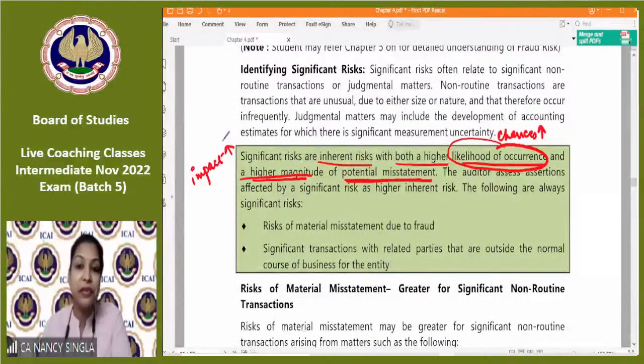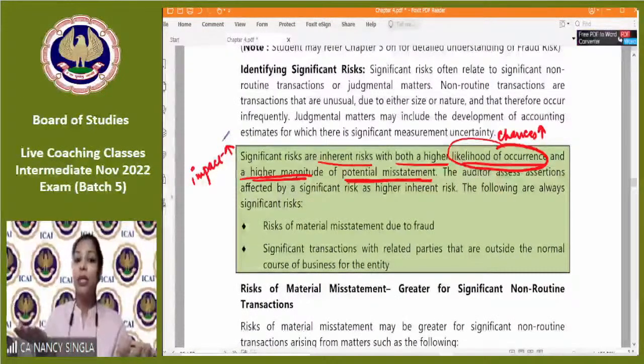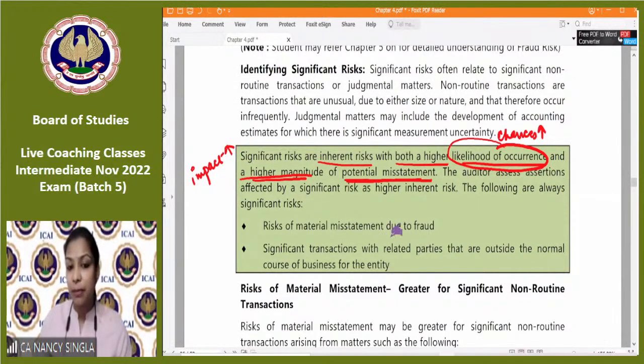And Hitesh has given correct answer. He's written that risk related to fraud, which is absolutely correct. So risk related to fraud, it is significant. Let's say a company is there which has cash payments. It pays wages to the workers on daily wages in cash. So the chances of misstatement is high. Also, the magnitude is going to be high if someone intends to misappropriate such cash. So the risk of material misstatement due to fraud is an example of significant risk.